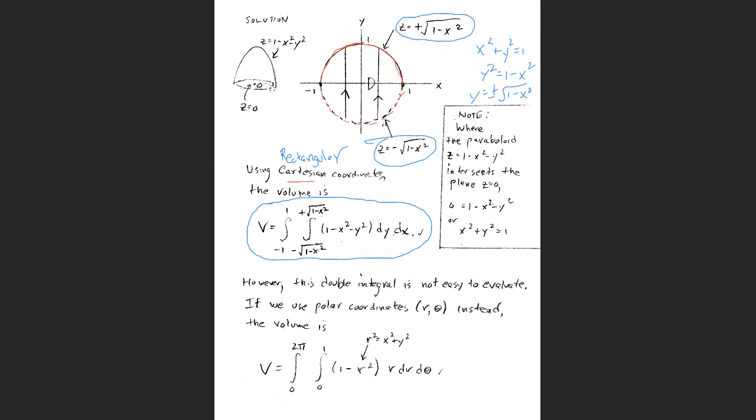So creating a circle requires putting two functions together: the positive square root of 1 minus x squared and the negative square root of 1 minus x squared. You put those two together and you'll create a circle. And so the volume that we're looking for in Cartesian coordinates is given as this double integral. The problem is this double integral is not easy to evaluate. So we're going to use polar coordinates instead.